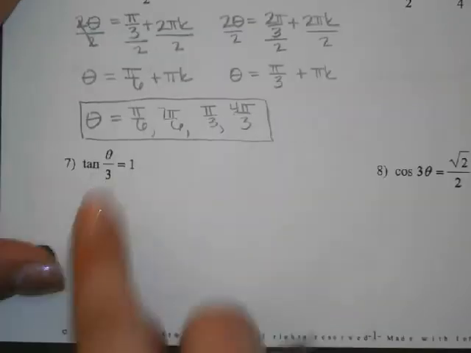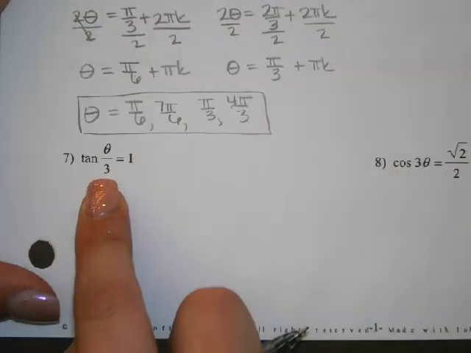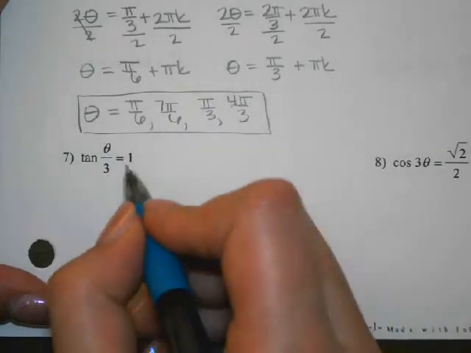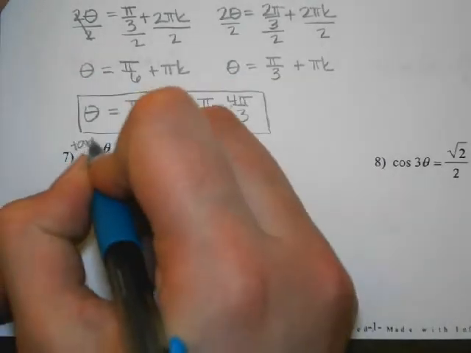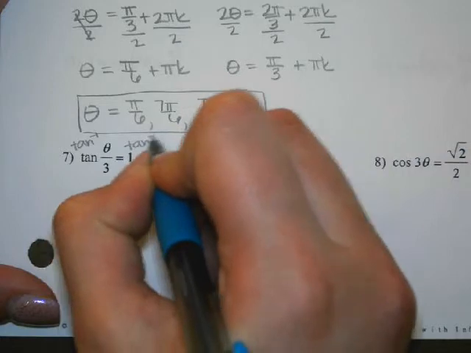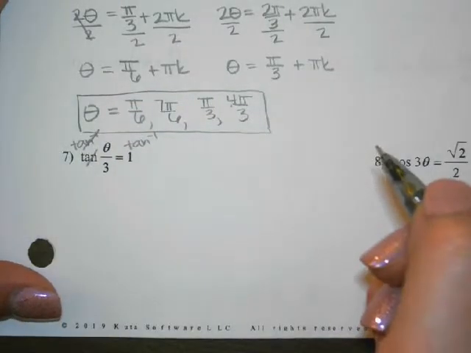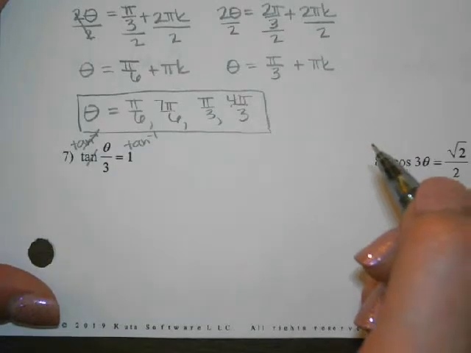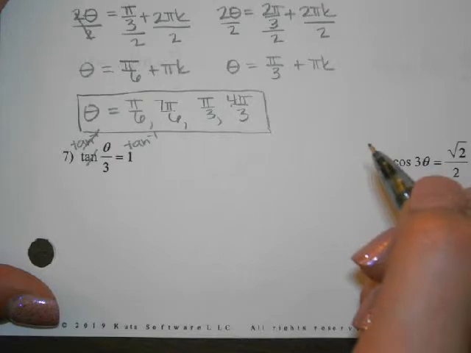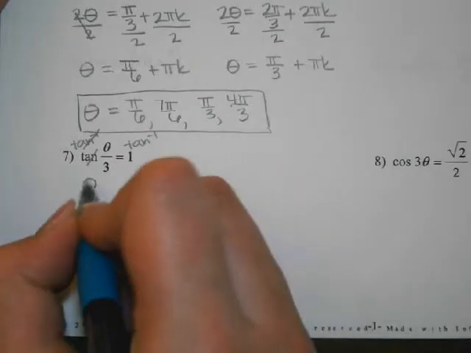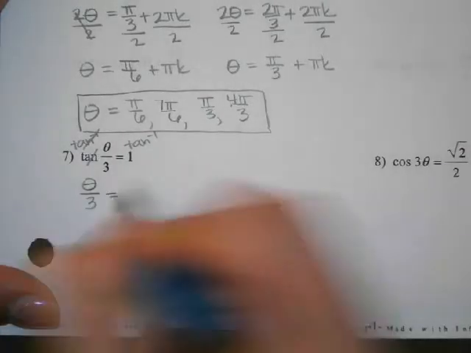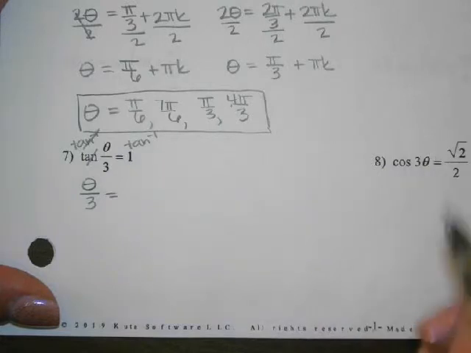Okay, so let's go down to number 7. For this one, I'm going to look at the unit circle. I'm doing tan inverse, right? And I'm looking at the unit circle to see where a y-coordinate divided by an x-coordinate equals 1. And where does that happen? Pi fourths and 5 pi fourths. Do I have to write both of those down? No, because this is tangent, so I only write down 1.